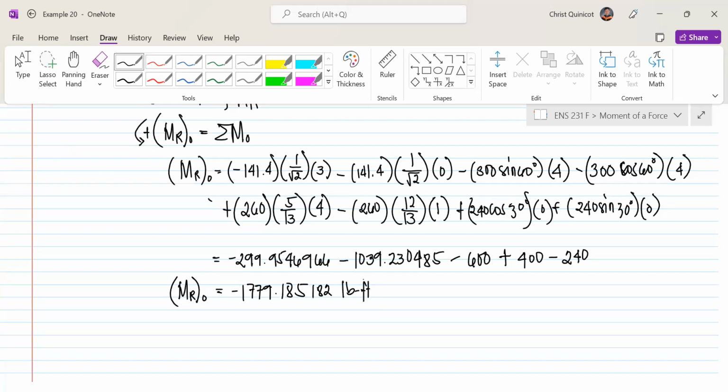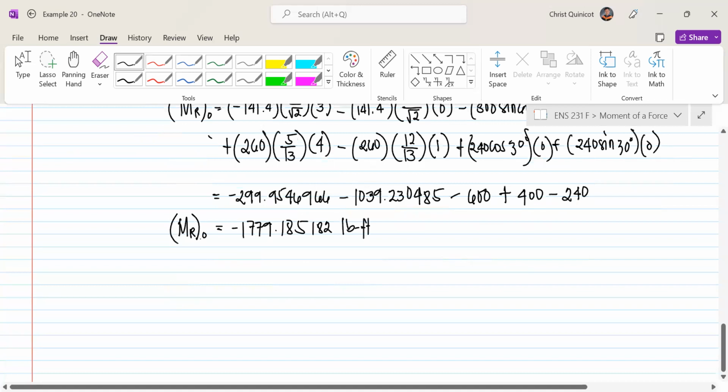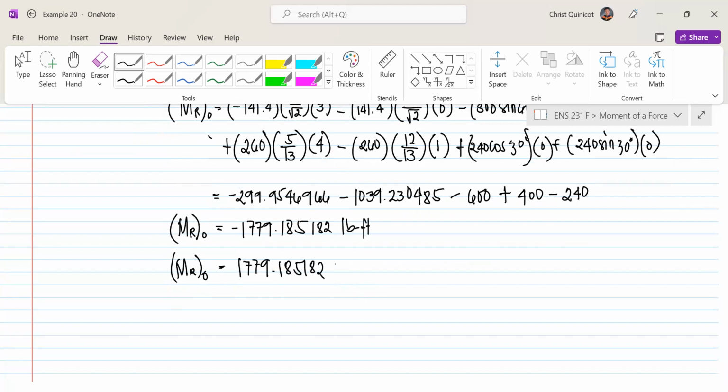So if you can observe that we ended up with a negative answer, so it means that the correct sense of our resultant moment is equal to positive 1,779.185182 pound feet clockwise. Clockwise, or we write in terms of arrow, clockwise.